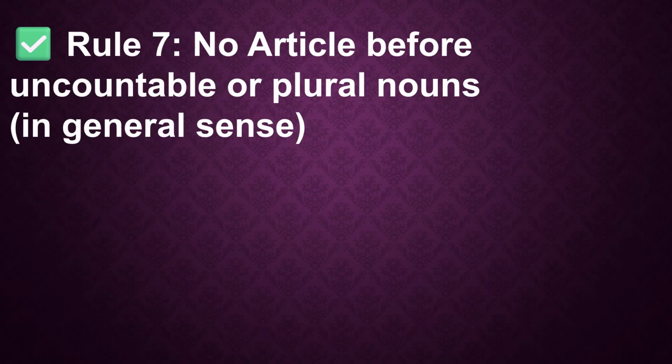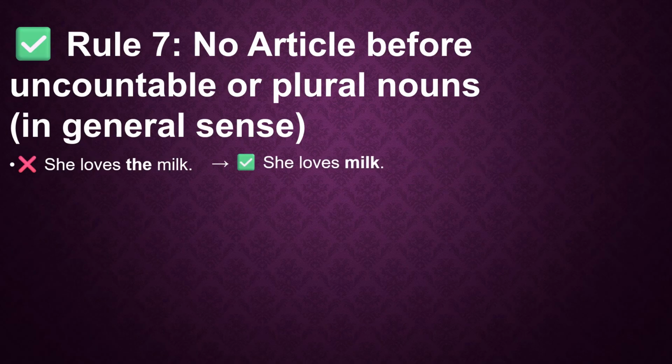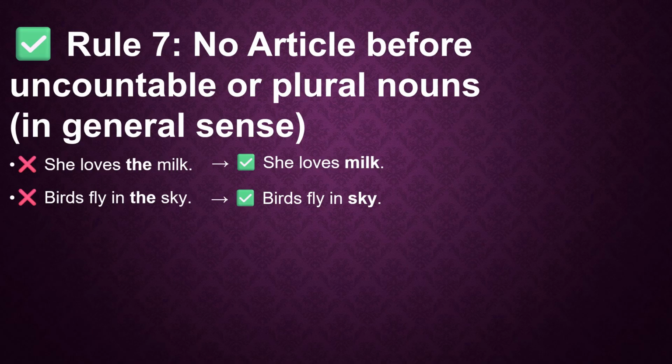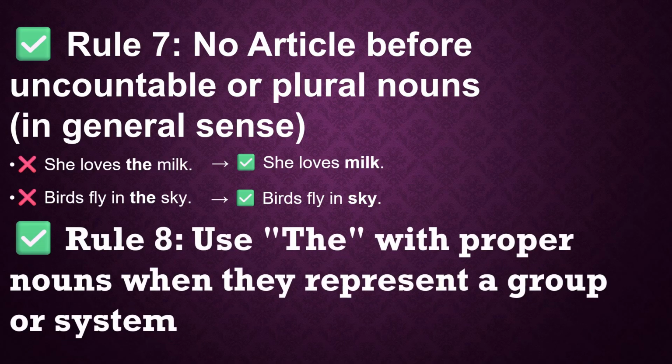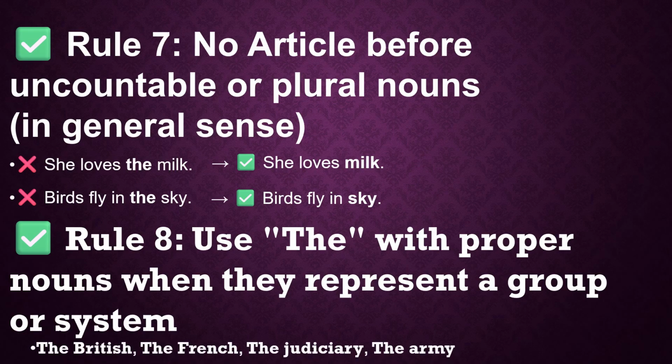Rule 7. No article before uncountable or plural nouns. She loves the milk. Wrong. She loves milk. Birds fly in the sky. Wrong. Birds fly in sky. Rule 8. Use the with proper nouns when they represent a group or system. For example, the British rule, the French Revolution, the army.